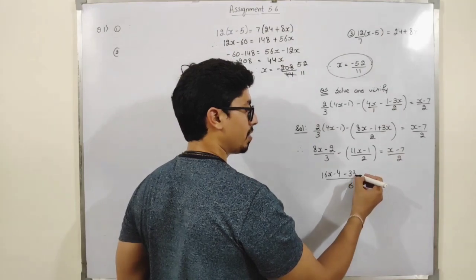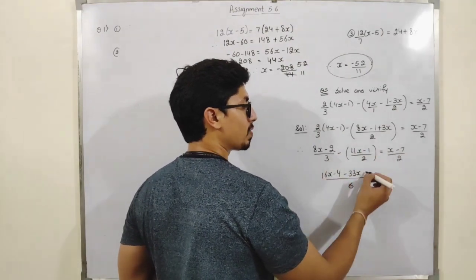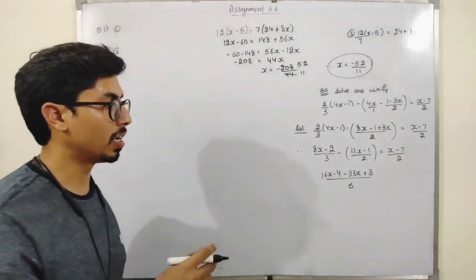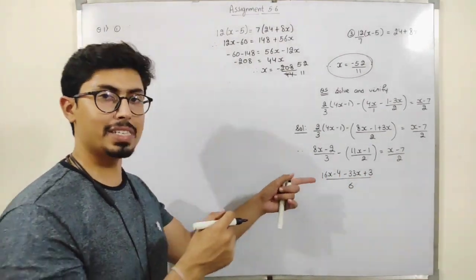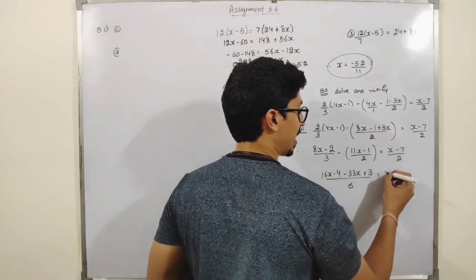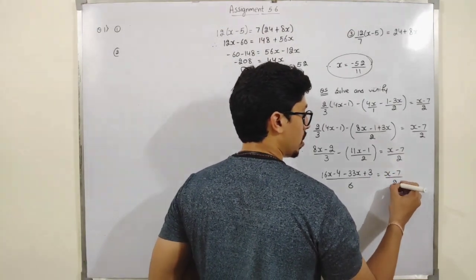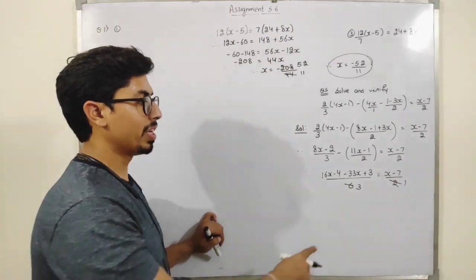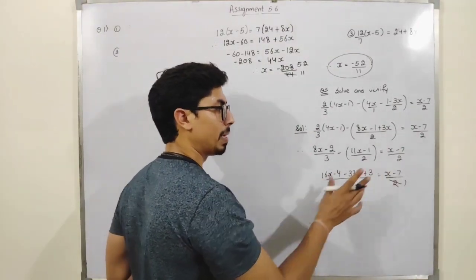So it will be 33x. Minus minus will be plus. I have to multiply this by 3. So this is our required solution after LCM. So x minus 7 by 2. 2 ones are 2, 2 threes are 6. Okay. Now 3 is in division. When it goes here, it will be in multiplication.